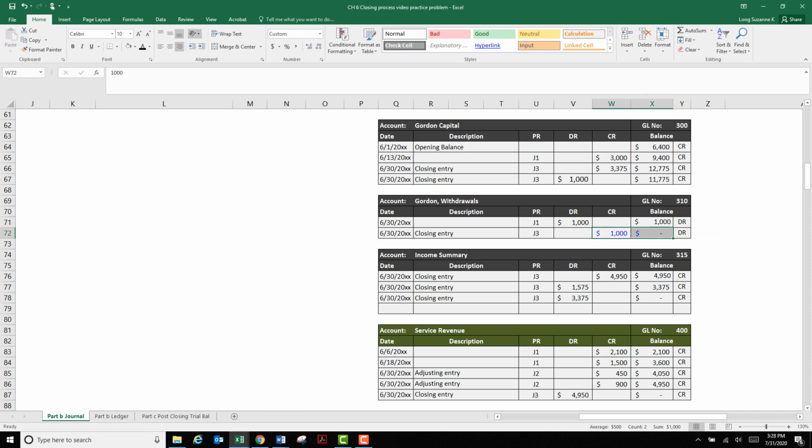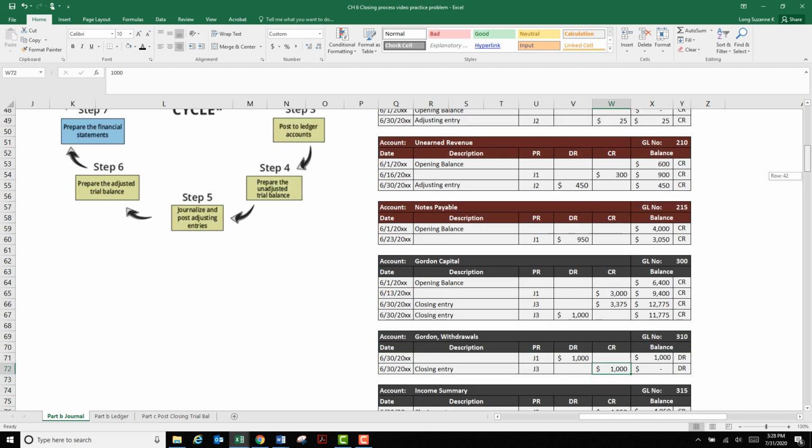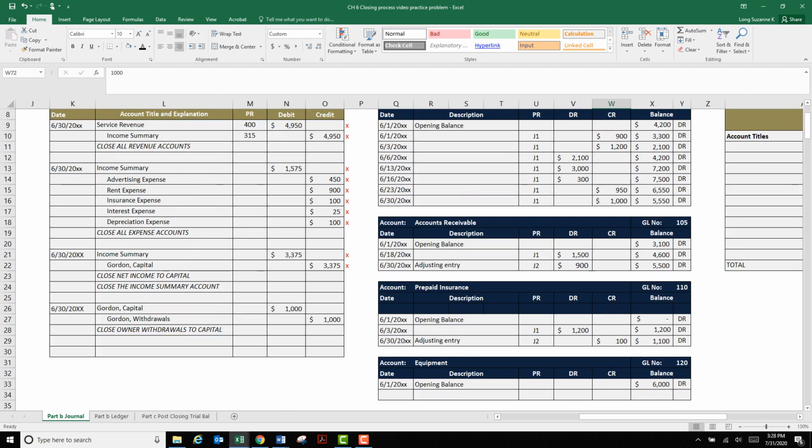And I'd like that to be black. And I don't know what's going on here. It just popped up a different font size. Okay, so we've got closing 1,000, closing 1,000. So that takes care of posting the fourth closing entry.